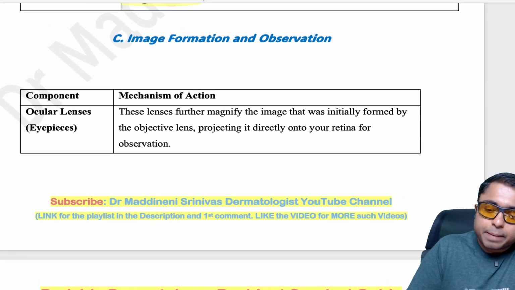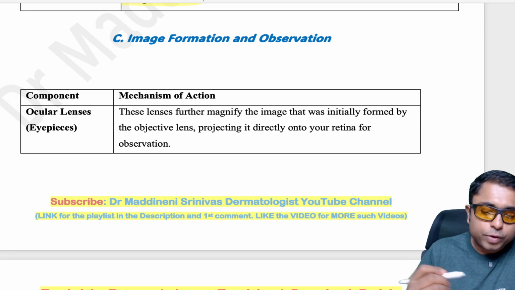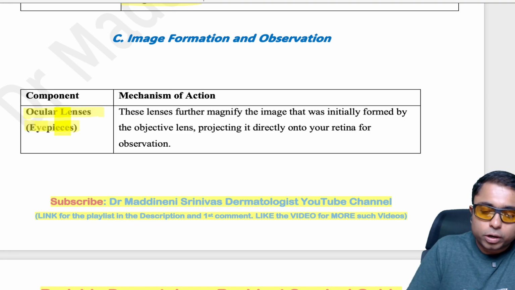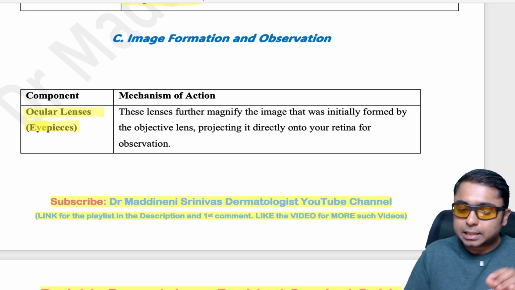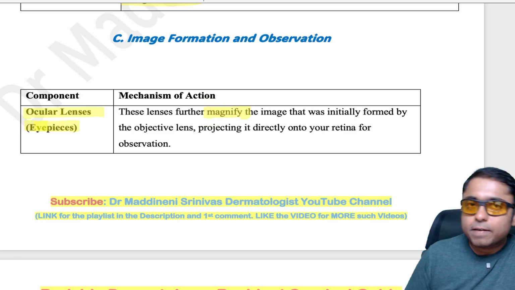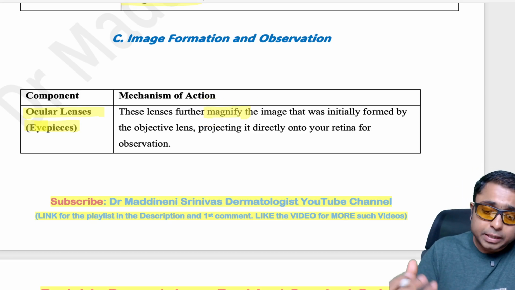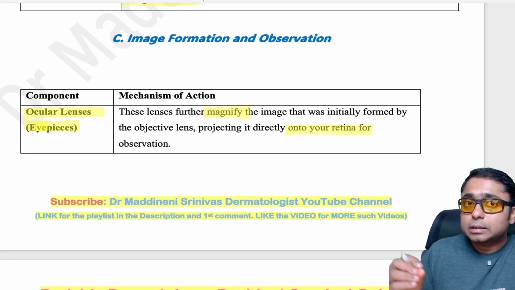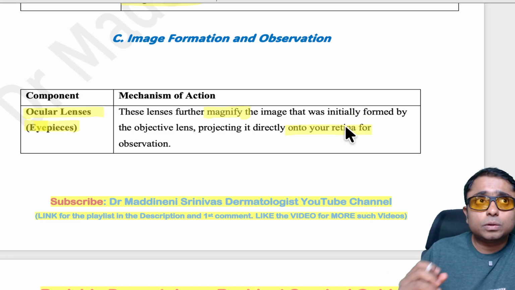Finally, image formation and observation: how we achieve this is with the help of the ocular lenses or eyepieces. They further magnify the image already magnified by the objective lens, and throw that structure onto the retina, right?